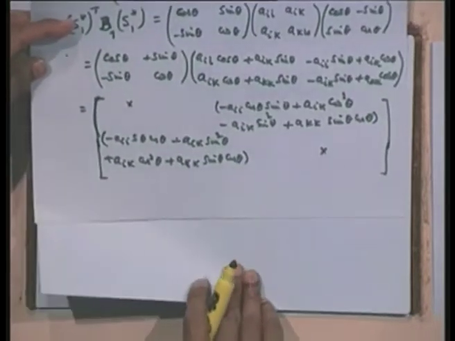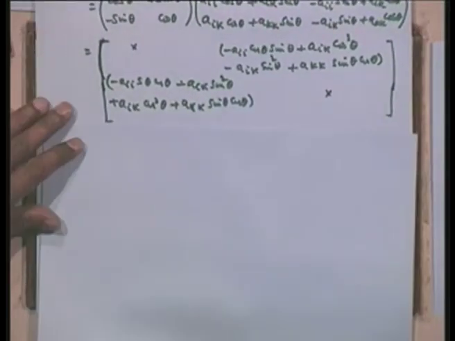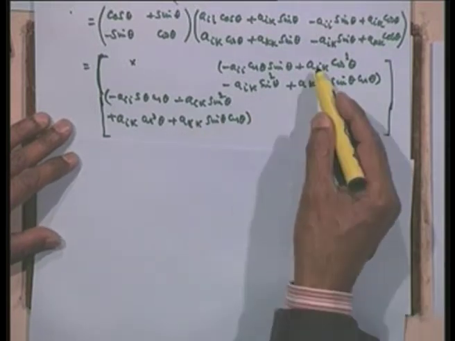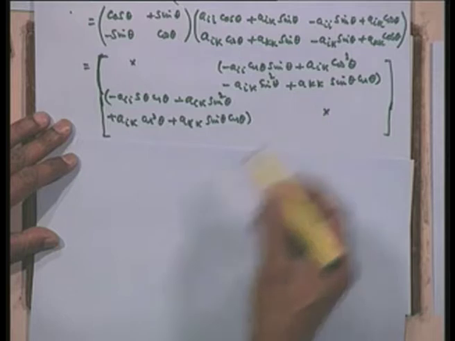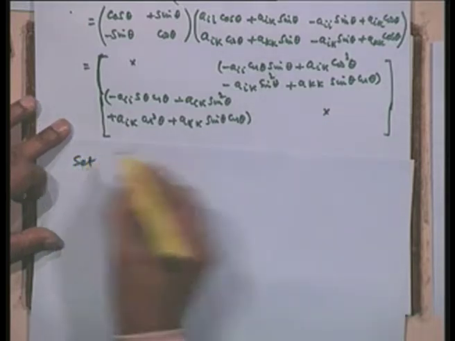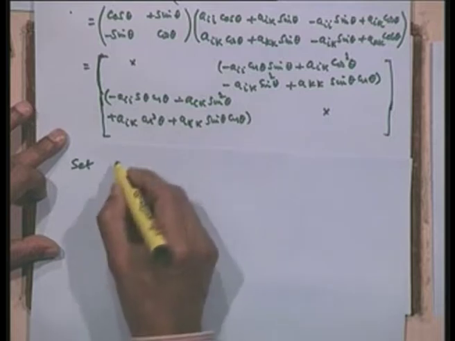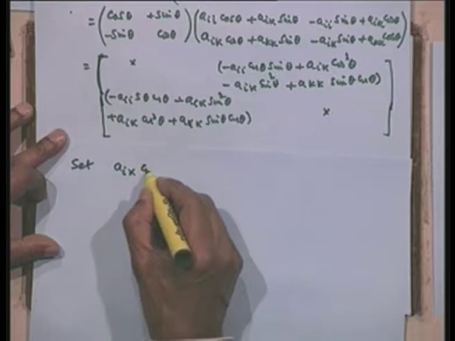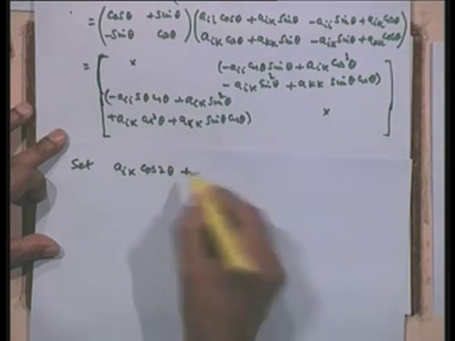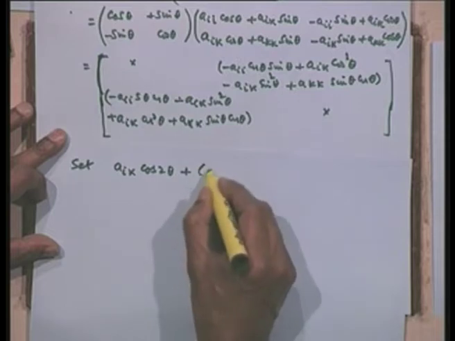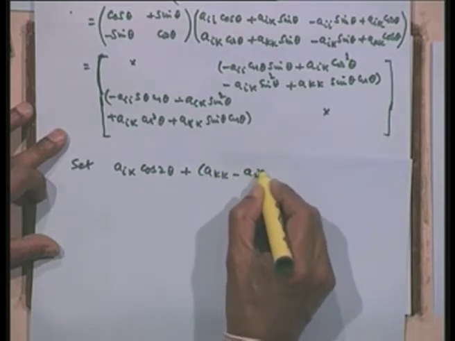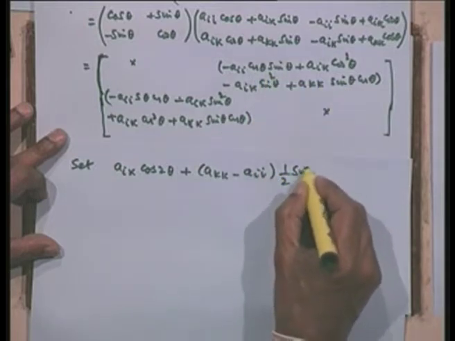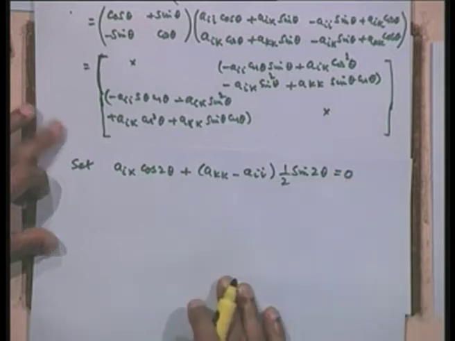Now, the problem therefore is that I want to determine the theta such that we get 0 in the locations of this ik and ki. Therefore, I will set this as 0 and determine theta. So, let us simplify this. a_ik, this is cos square theta minus sin square theta, that is cosine of 2 theta, plus these two combine, a_kk minus a_ii sin theta cos theta. Therefore, I will write it as half of sin 2 theta is equal to 0.